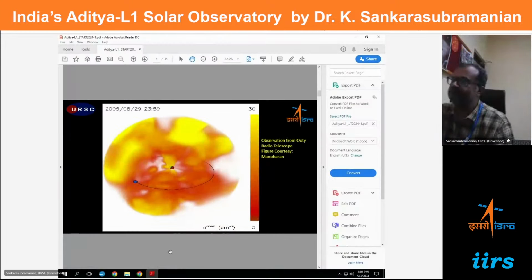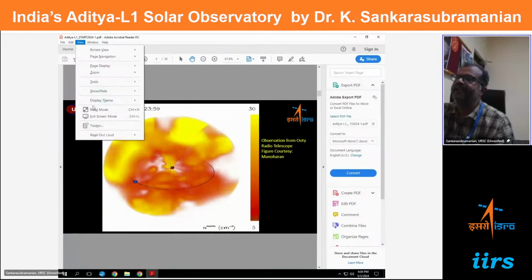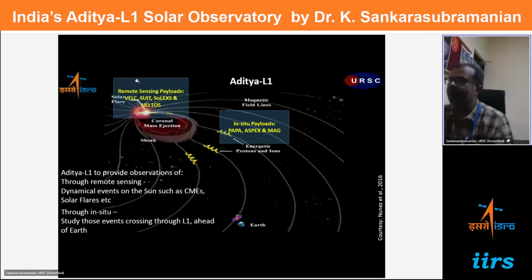Coming back to the slide, moving forward. So we'll come to the Aditya. Aditya, as I said, is going to have 4 remote sensing payloads: a coronagraph, an imaging payload for images of the solar photosphere and chromosphere, and X-ray spectrometers covering a large energy range from the solar and helios, which basically covers the flares and coronal mass ejections as well as the solar wind parameters.